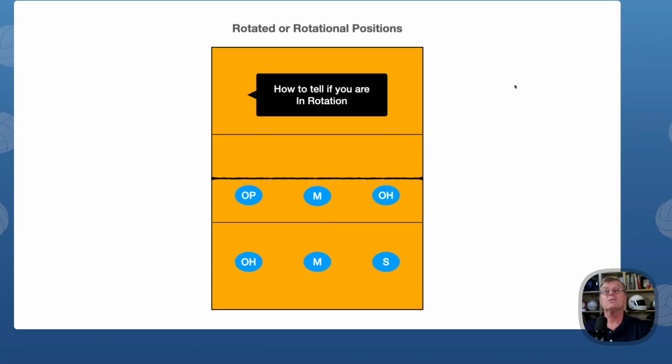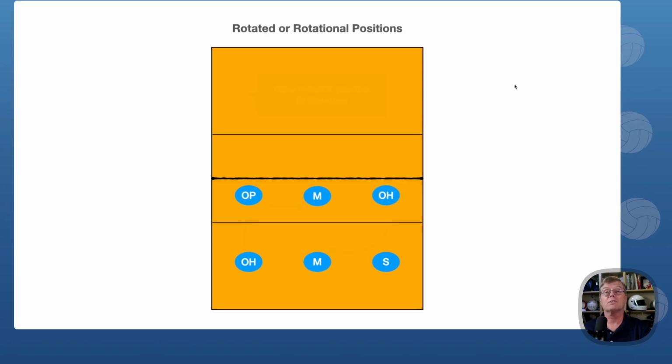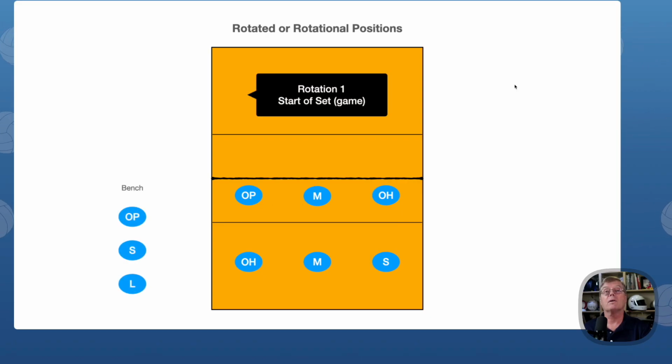All right. So another thing you want to remember is we rotate in a clockwise manner. So we would move from one to the other. So we're in rotation 1 at the start of the game. Let's talk about some of the substitutions we might make and how the game will flow.